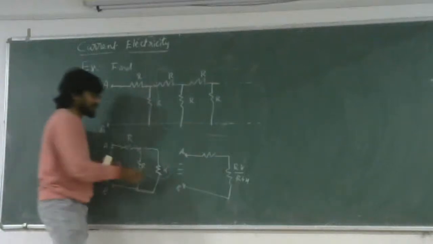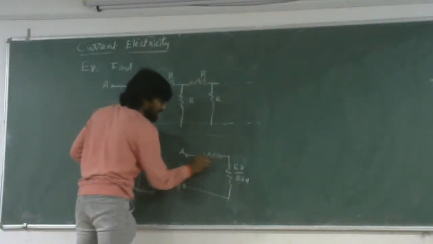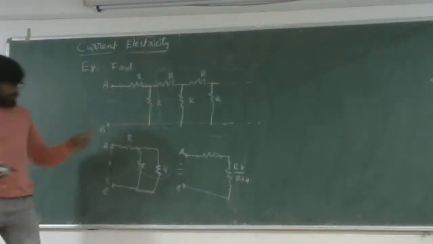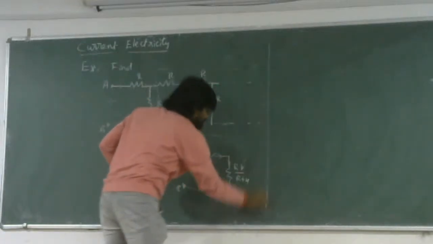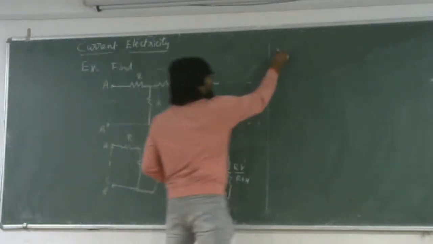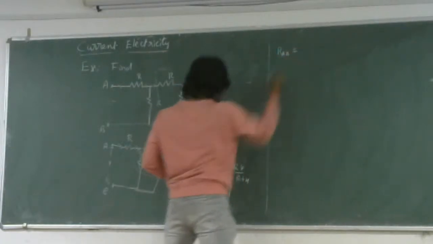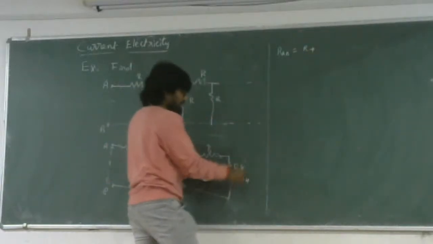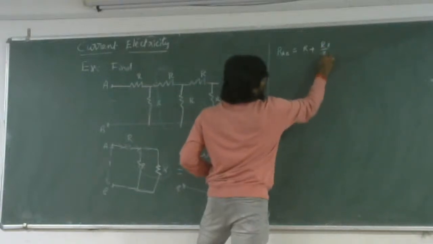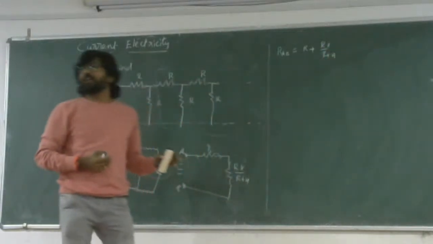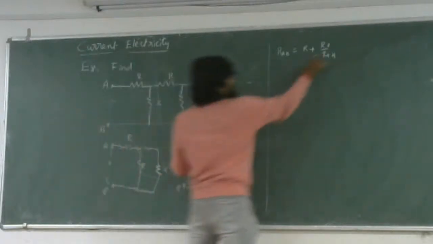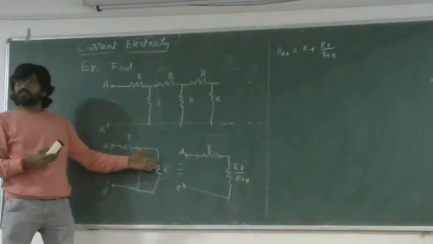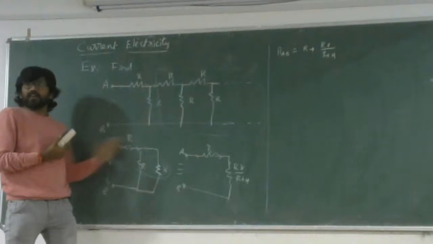Now you can observe that there is a battery, and whatever current passes through this, the same current passes through this. So these two are in series. So the effective resistance between A and B, RAB, is equal to R plus Rx by R plus X. Now you know that this effective resistance between A and B is the same as the resistance of this whole network. Same value.